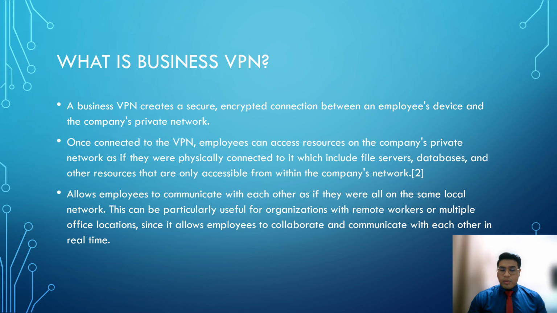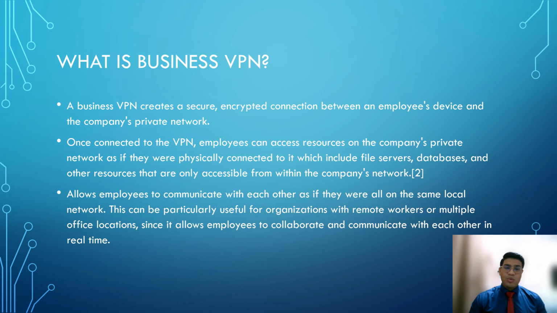Next, once connected to the VPN, employees can access resources on the company's private network as if they were physically connected to it, which includes file servers, databases, and other resources that are only accessible from within the company's network. This means that it allows employees to access resources on the company's private network from any location. This can be particularly useful for organizations with remote workers or multiple office locations, as it allows employees to access the same resources as if they were all in the same office.